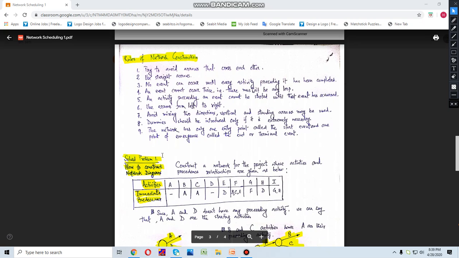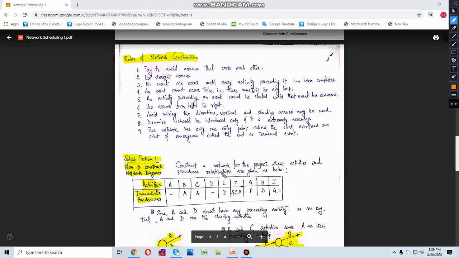Now there are some rules. We will not read those rules, we'll just try to understand how we construct networks. Okay, it is better to understand by doing things. We will try to construct the networks, and thereafter we'll try to understand what the rules are. I hope that if we are able to understand how to construct the networks, we will be able to understand the rules also. So let us look into a problem.